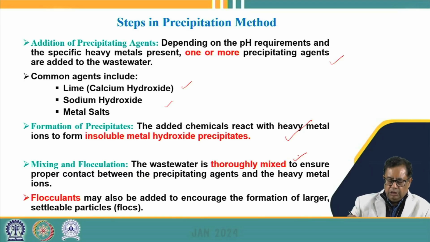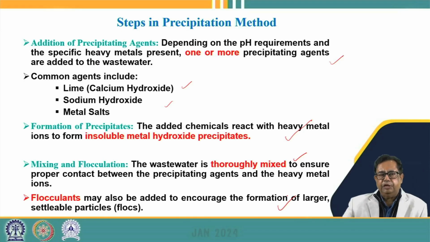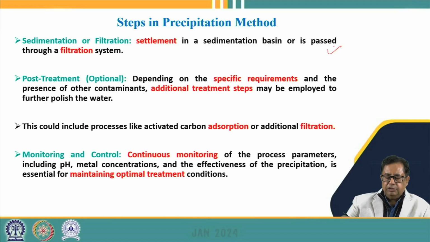However, we have to ensure that thorough mixing is done as soon as we add the chemicals, so that proper contact is established between the precipitating agent and the heavy metal ions. As we have already discussed, rapid mix is very much required for the coagulation and flocculation process. Similarly, we can also add some flocculants so that the precipitate forms larger flocs. After this, we may pass it to a sedimentation tank where these precipitates may be settled out, or we can pass it through a filtration system where the precipitates can be separated out from the wastewater.